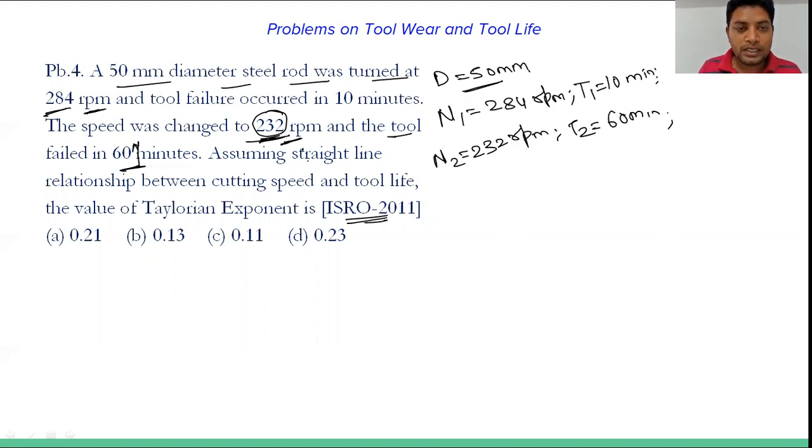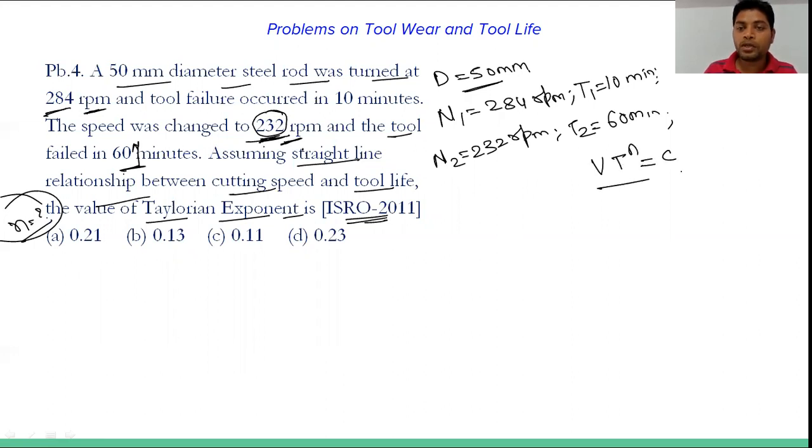Assuming a straight line relationship between cutting speed and tool life, the value of the Taylor exponent is asked. So the value of n we have to find out. The equation we use is Taylor's tool life equation, V t raised to n equals constant. But here it is stated that we are assuming a straight line relationship between cutting speed and tool life.